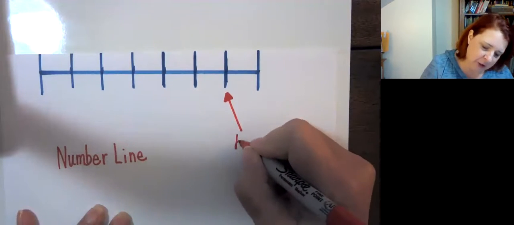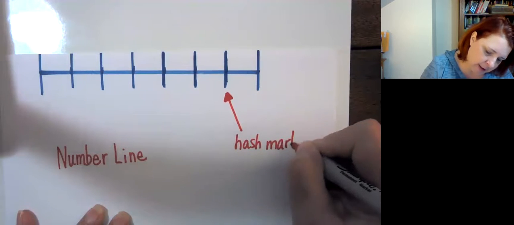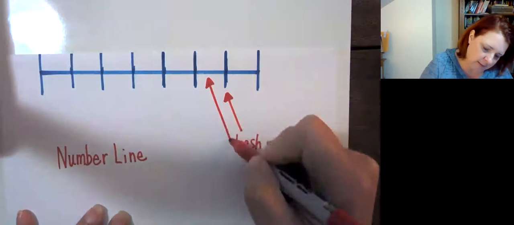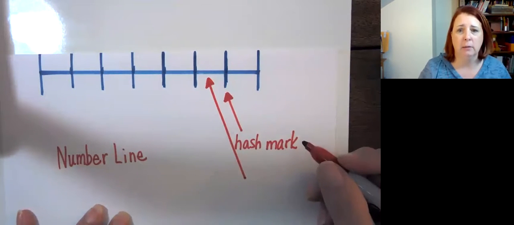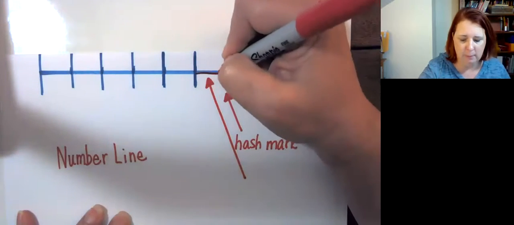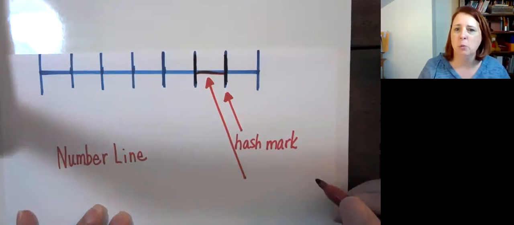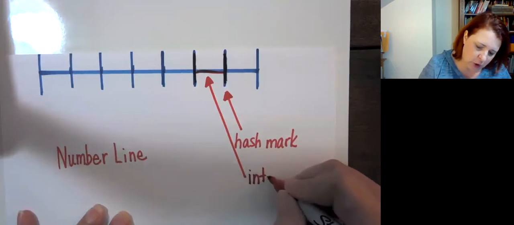Well, if you said hash mark, you were correct. This is a hash mark, which means what is that space in between? And it depends on the numbers that are on the number line. This space in between, between two hash marks, has its own special name also. If you said interval, you were correct.